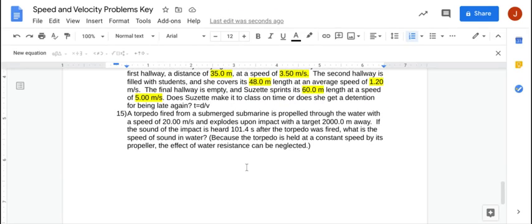A torpedo fired from a submerged submarine is propelled through the water with a speed of 20 meters per second. So this is important. Let's highlight that. And explodes upon impact with a target 2,000 meters away. If the sound of the impact is heard 101.4 seconds after the torpedo is fired, what is the speed of sound in water? So you're trying to find velocity. This is a 2-part problem.